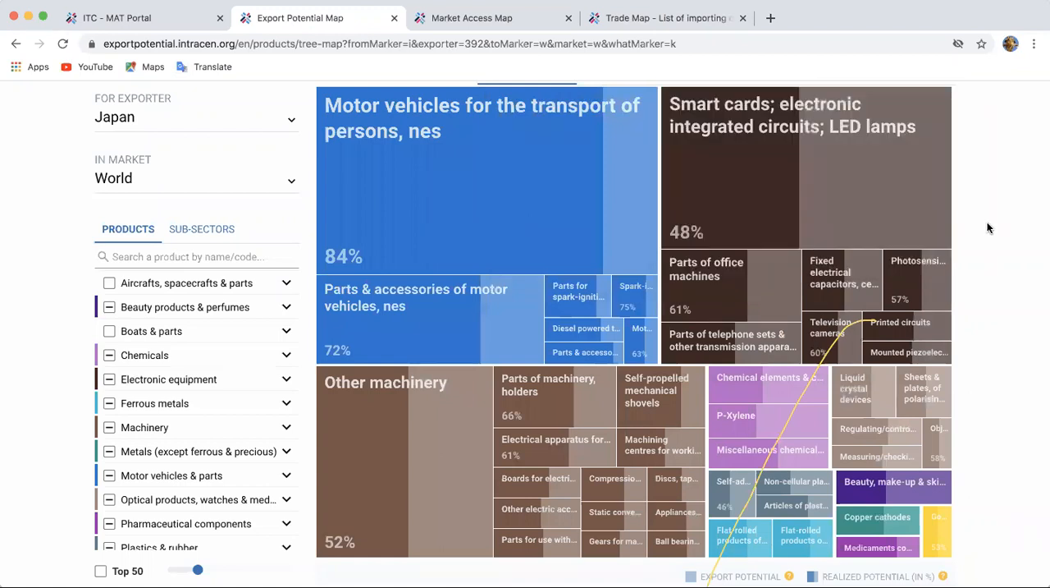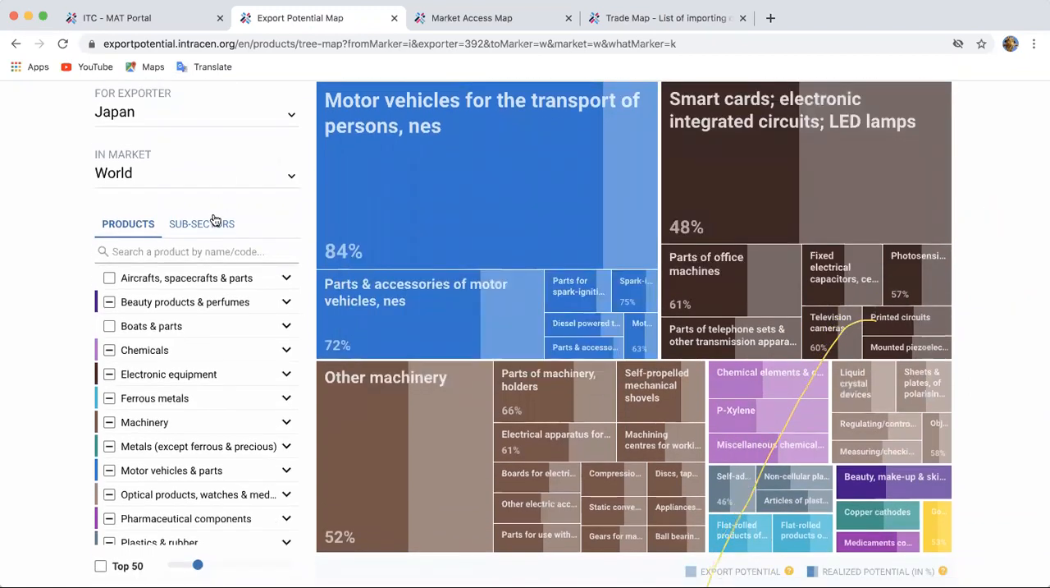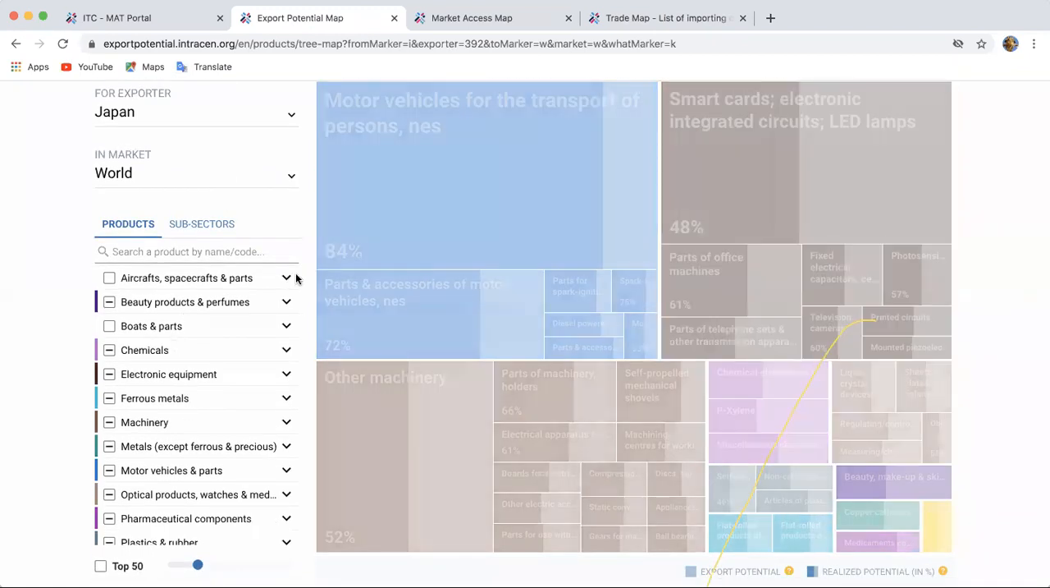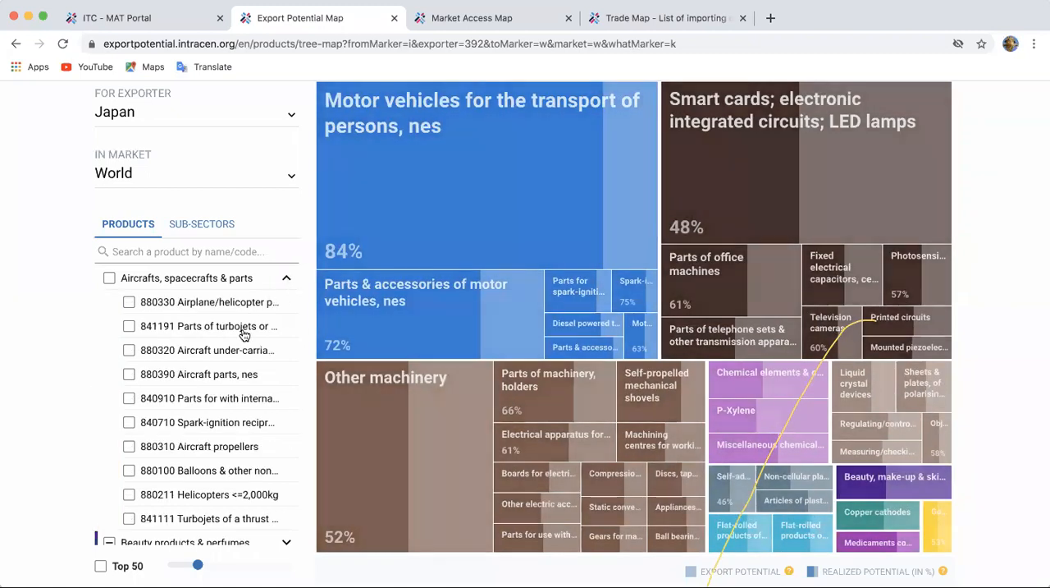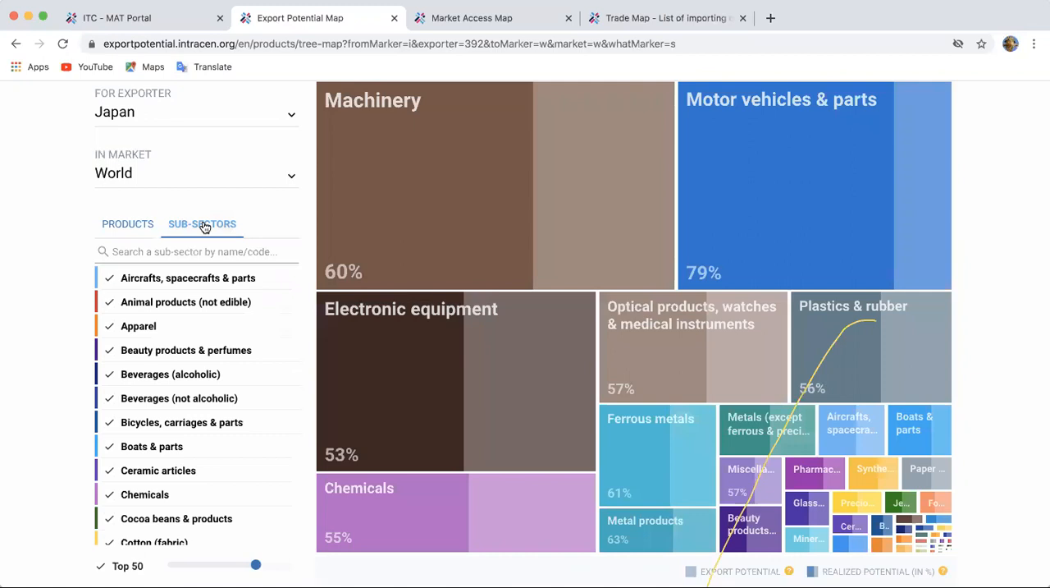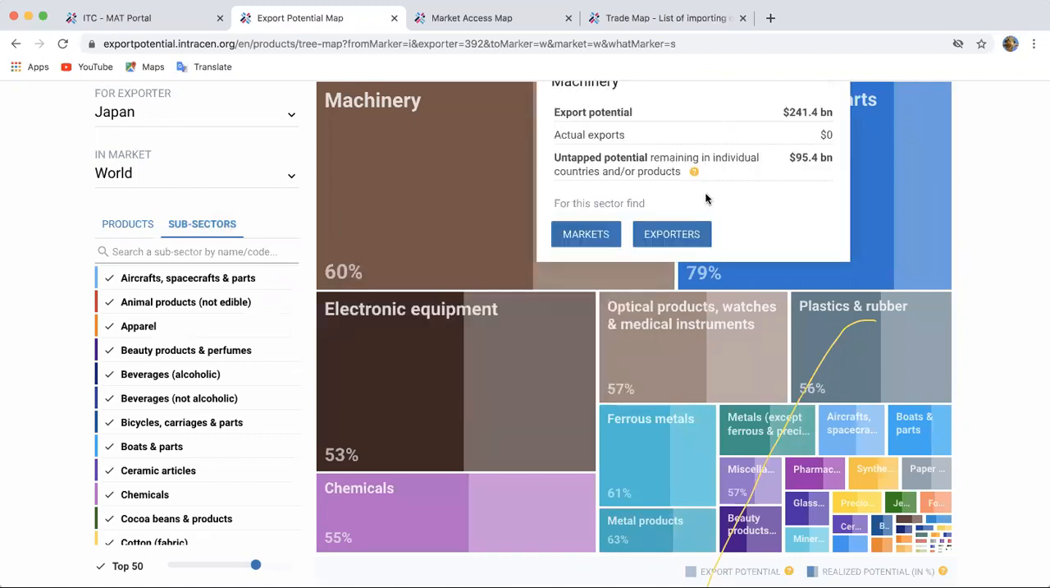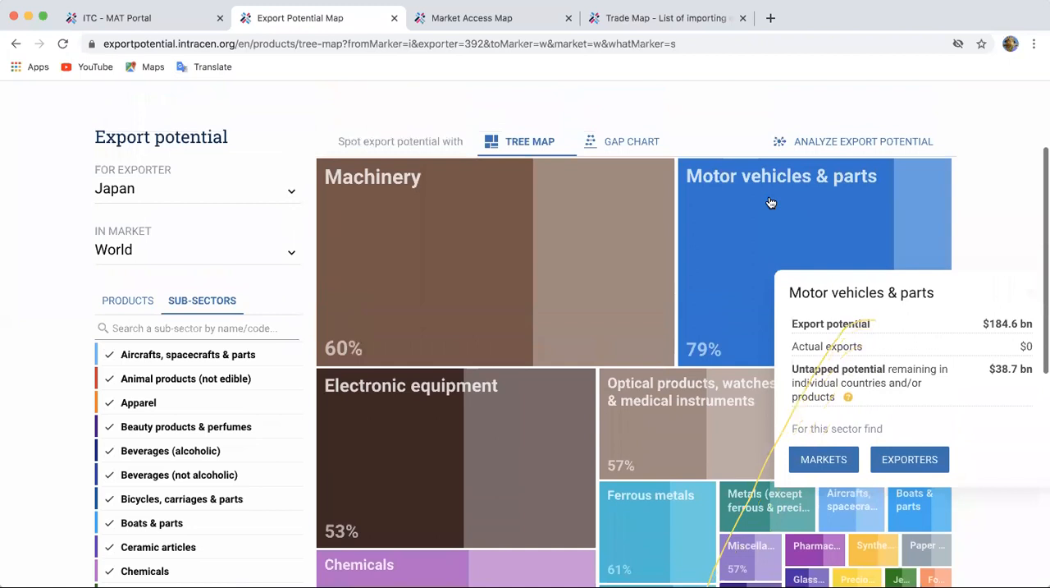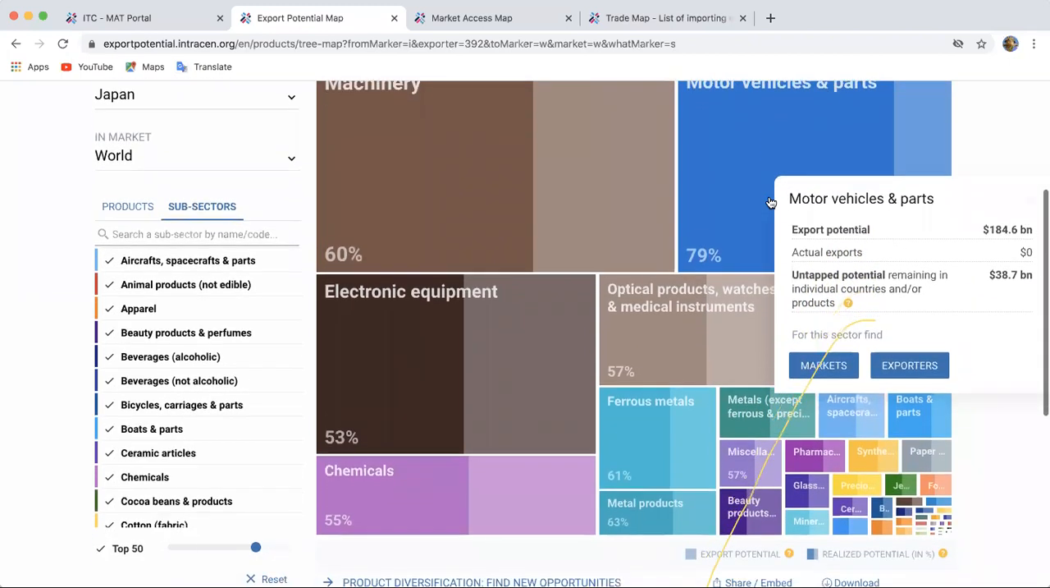So you can see per product, per sector. If you open the sectors, you can even go more into detail. You can see the products, but you can also look into subsectors. So it just gives you the overview of which sector shows you the most promise as well.